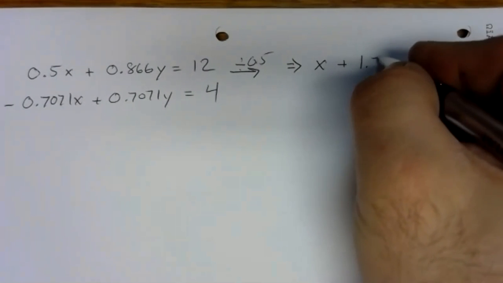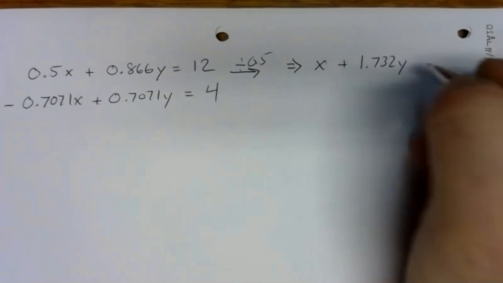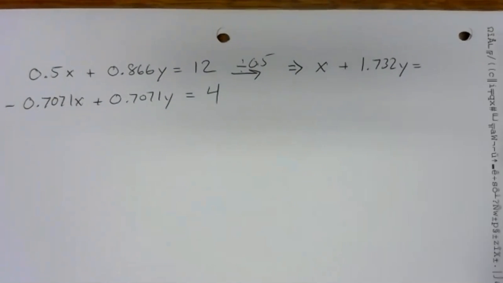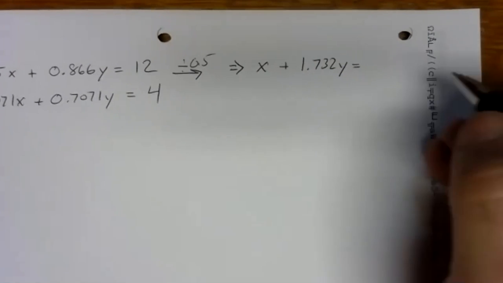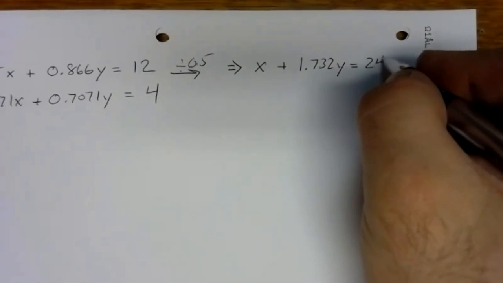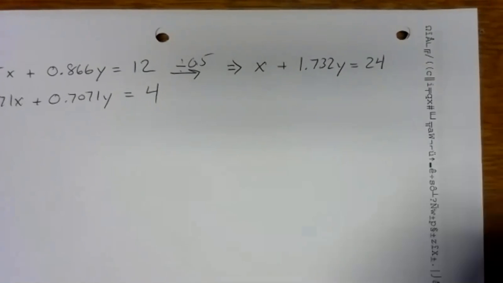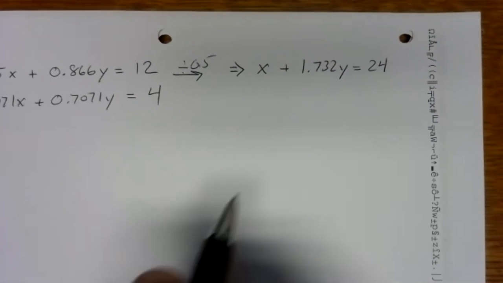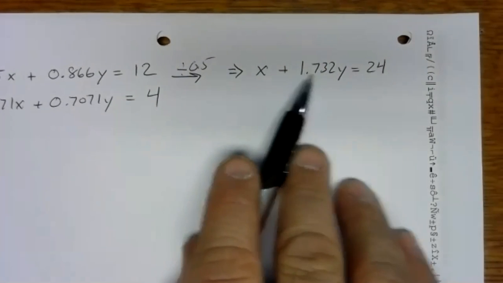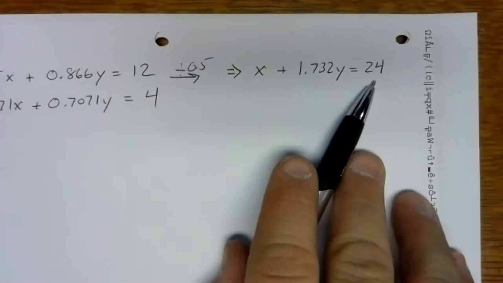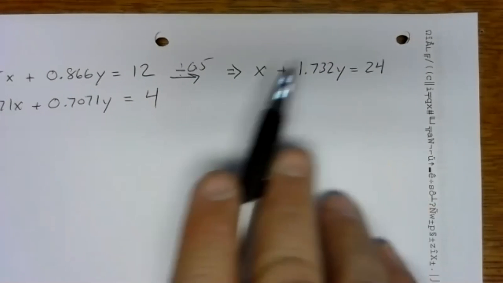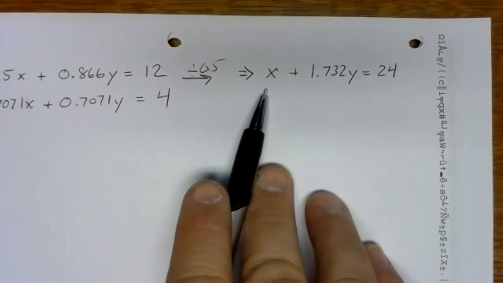So we get 1.732y. And then dividing 12 by 0.5. Hopefully you don't need your calculator for that. That's 24. So that's our new first equation. Ugly coefficient for y, not so bad for the right-hand side, but nice coefficient on x, just a positive 1.